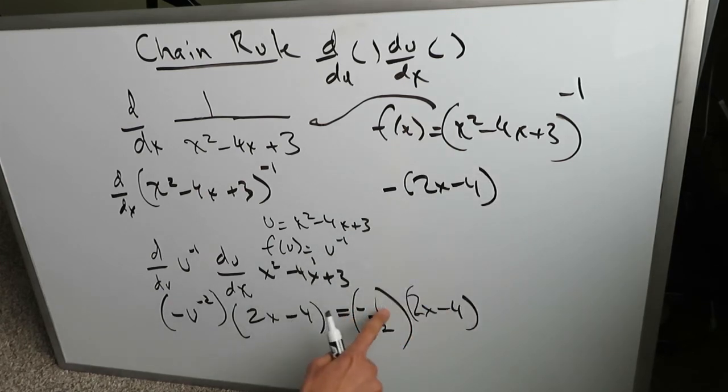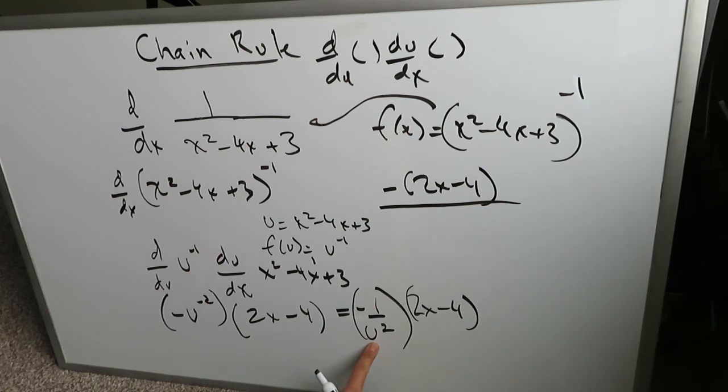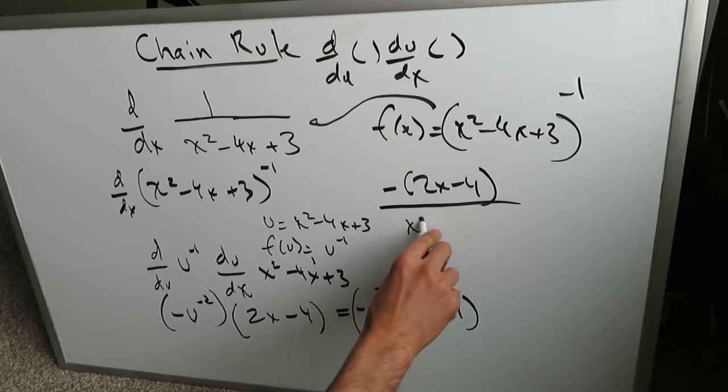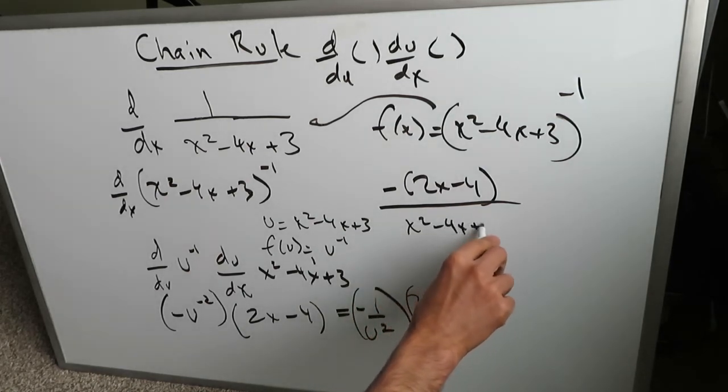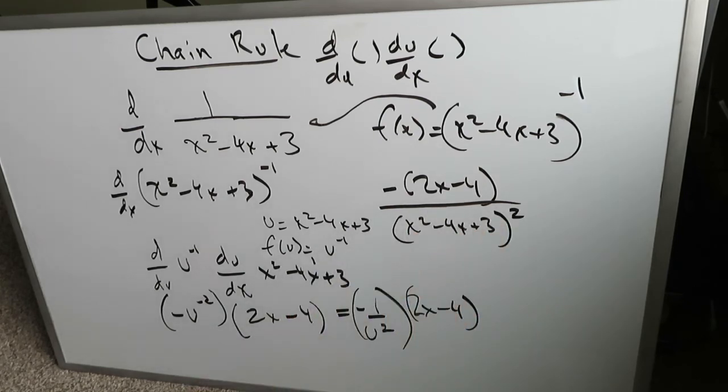You see we have a minus 1 multiplied with the 2x minus 4. We have our denominator line, we'll put the u value back: x squared minus 4x plus 3, squared, and this right here is my final answer.